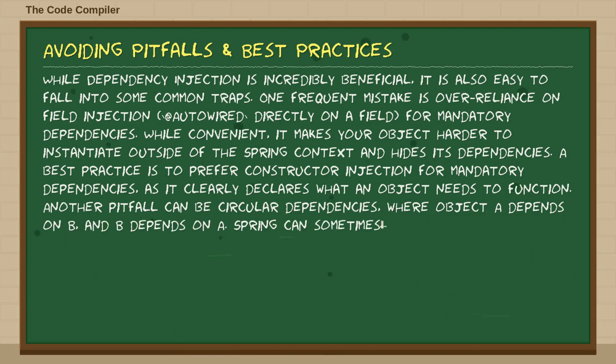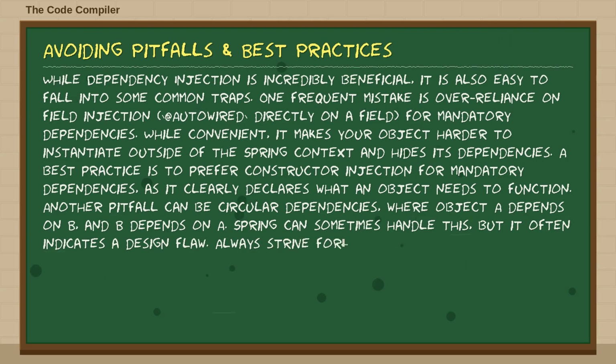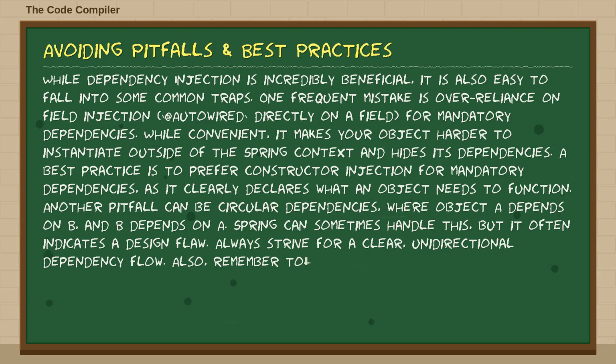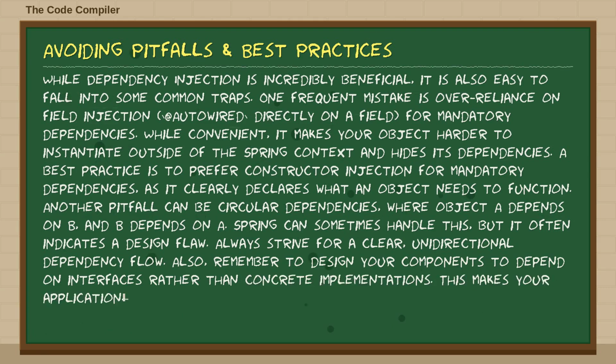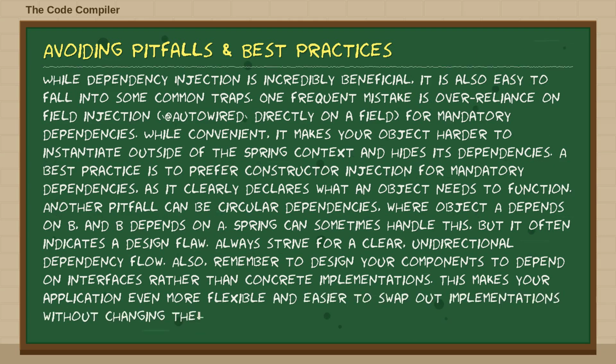Another pitfall can be circular dependencies, where object A depends on B and B depends on A. Spring can sometimes handle this, but it often indicates a design flaw. Always strive for a clear, unidirectional dependency flow. Also, remember to design your components to depend on interfaces rather than concrete implementations. This makes your application even more flexible and easier to swap out implementations without changing the dependent code.